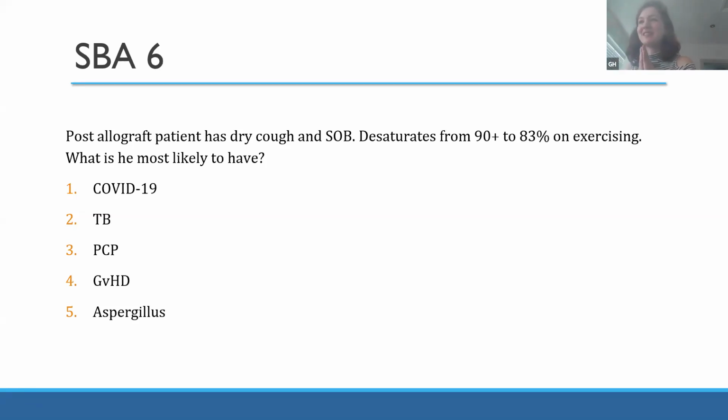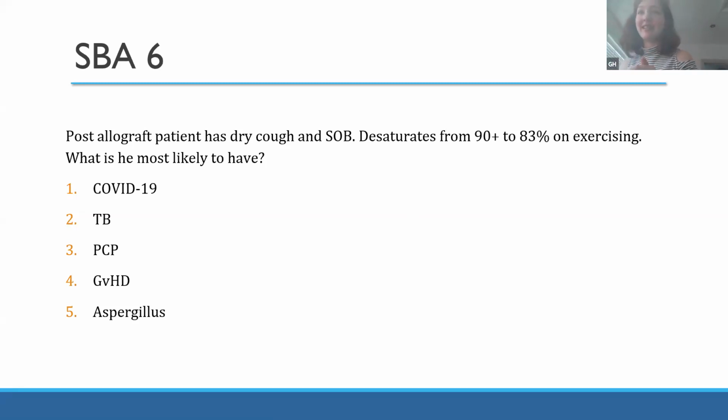So this one is PCP. That is fine, I'll go through this in more detail. But I was worried I gave it away when I was talking about PCP, and I was like, oh no, I've got a question on that. But that's fine. So essentially, PCP is very classically that the main thing that would point me towards a PCP is the fact that they desaturate so much on exertion.